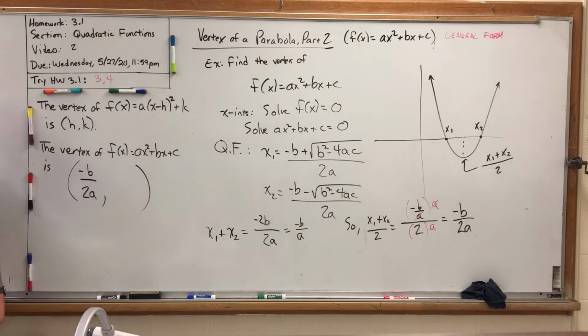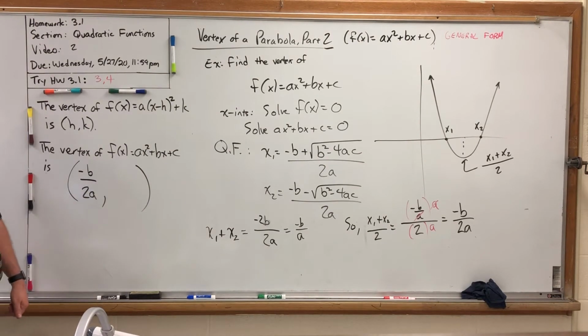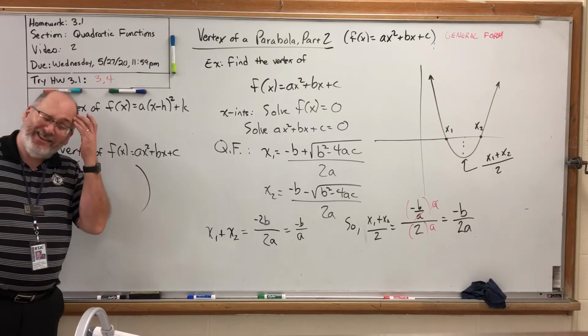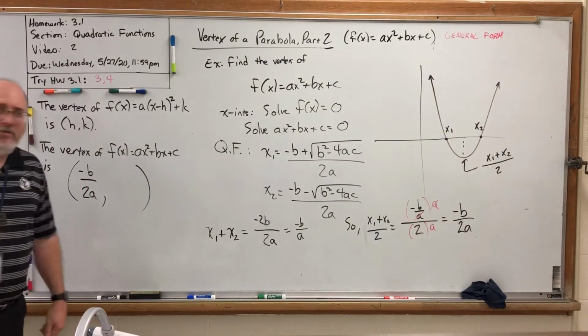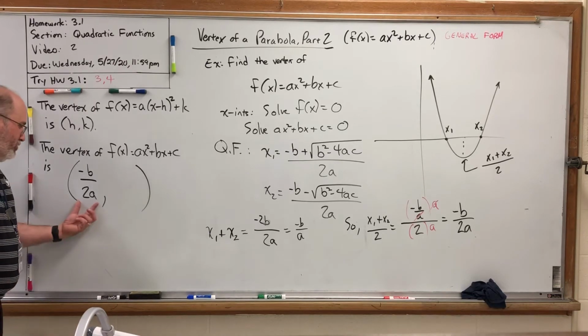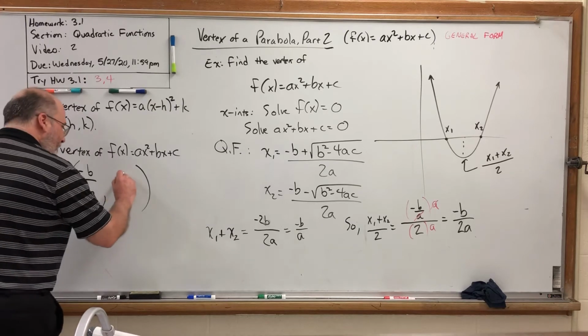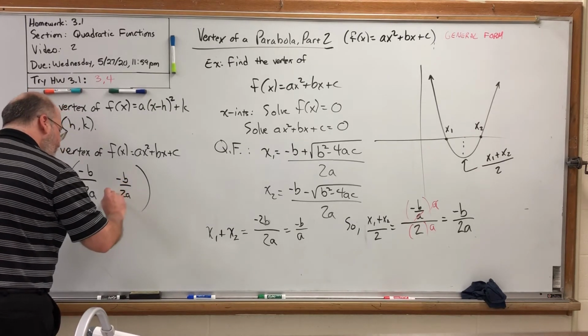Oh wait, a vertex is an ordered pair. It needs a y. Is there a formula for the y based on a, b, and c? There is. Do I know it? No. Why? Because I don't need to. I have an x-coordinate and a function. I know how to make a y. Take whatever you got for the first answer and stick it into your function.